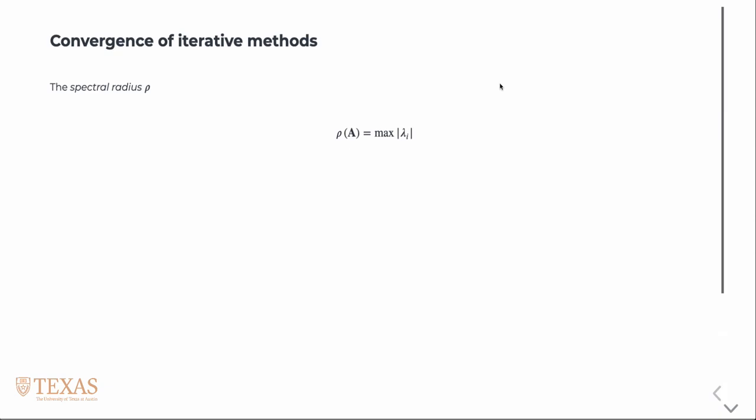So let's quickly talk about the convergence of these methods. In order to do that, we have to introduce a definition, the spectral radius. The spectral radius is the maximum absolute value of the eigenvalues of a matrix. Now, if you don't know what an eigenvalue of a matrix is, we'll cover it later. But for now, we'll just move on. It's a concept from linear algebra.